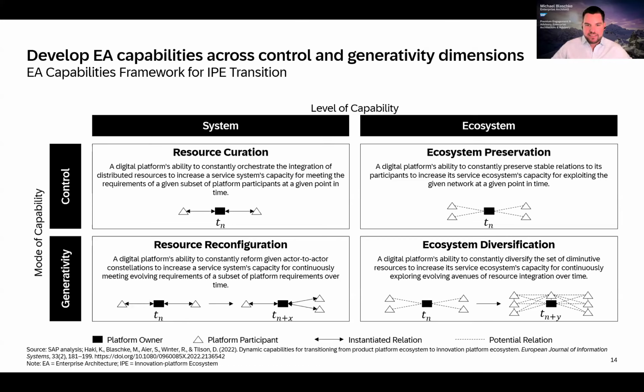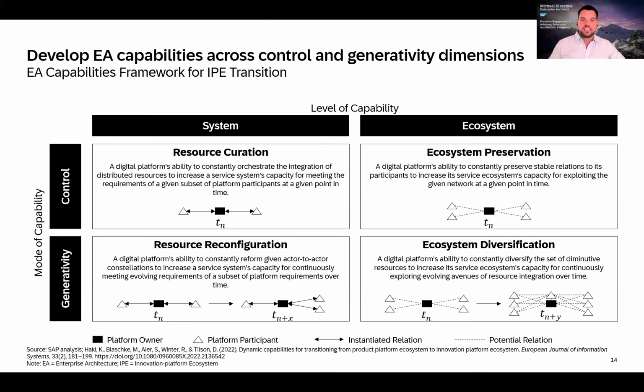And EA standards prevent the fragmentation of partners and maintain service continuity across the platform transition. So with that, we touched upon the two EA capabilities our research suggests on the level of exerting control in the ecosystem. The other level is generativity.